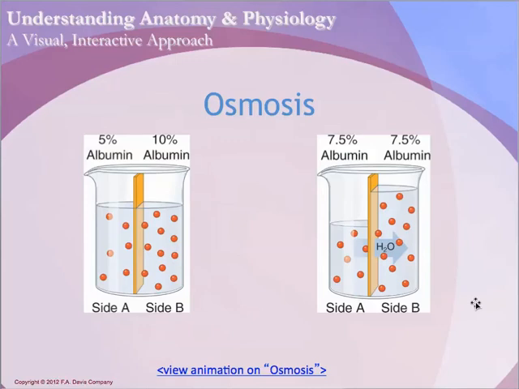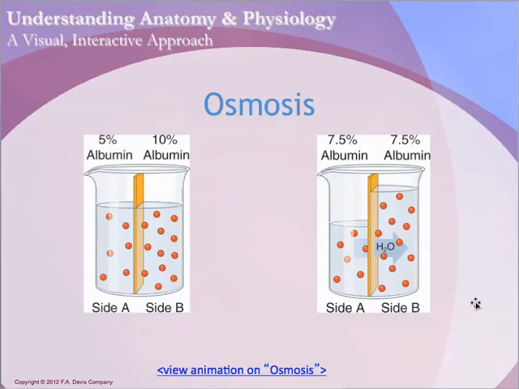So the next one is osmosis. We talked about diffusion, it's passive transport. Now we're going to talk about osmosis, which is also passive transport. And really the difference here is we're now going to talk about the movement of water instead of the movement of solutes or particles. Osmosis involves the diffusion of water down the concentration gradient through a selectively permeable membrane. So the water is now going to move instead of the solutes.